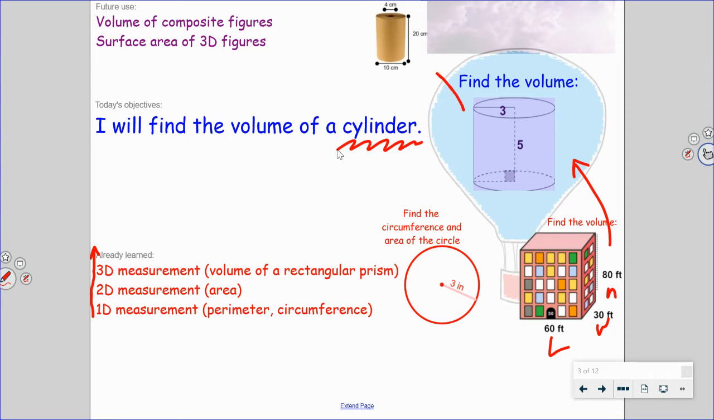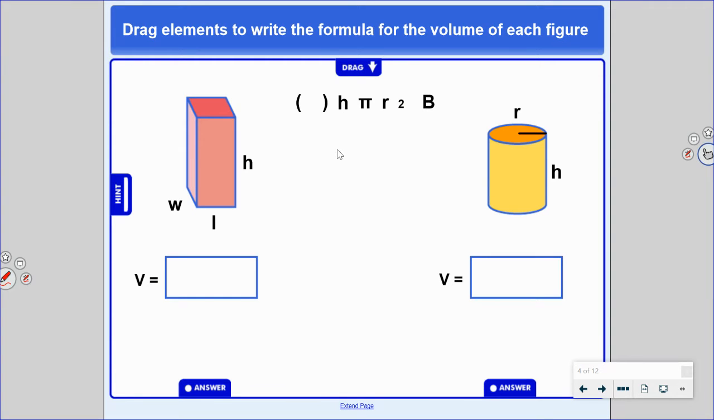Now, notice eventually we're going to move into composite figures with cylinders. I want you to think about if you needed a certain amount of paper towels, would we need to add or subtract that interior cylinder? Think about that. All right, so why did Mr. Callan start off by calling this a circular prism?